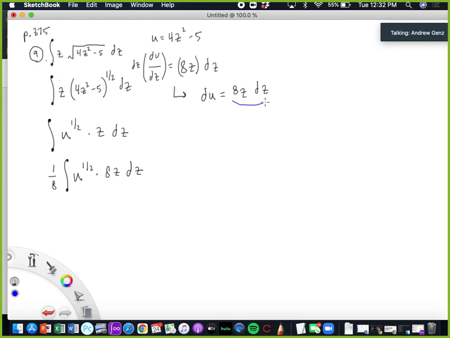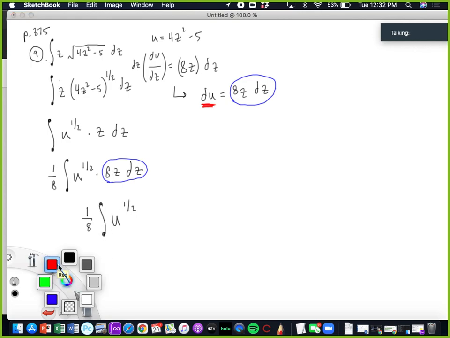Our whole goal was to get this 8z, because now this whole thing is replaced with du. So I rewrite the problem with respect to du. 1/8 is still there, u to the 1/2, and I'll reference it with red. We replace the 8z dz with du because we can do that. That's the big step.